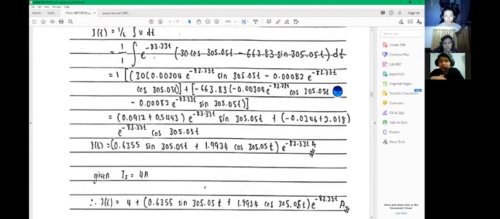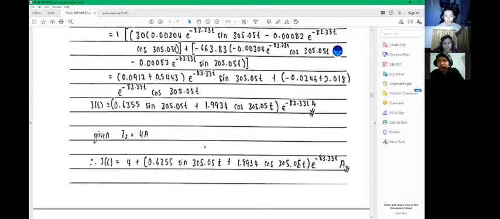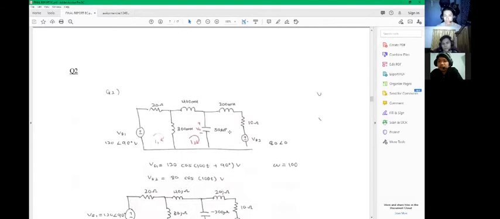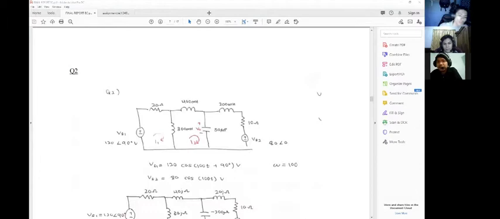Then we put i_s inside our i(t), which is i(t) equal to 4 plus (0.355 sin 305.05t plus 1.9934 cos 305.05t) e to the power of -3.33t. So next I will pass it to my friend, Awang.